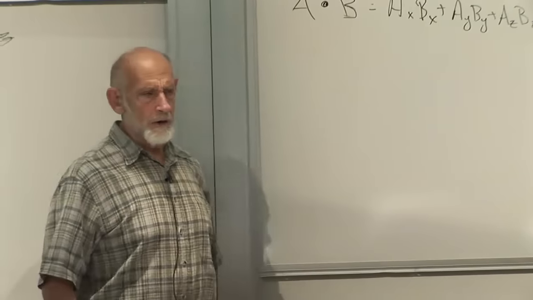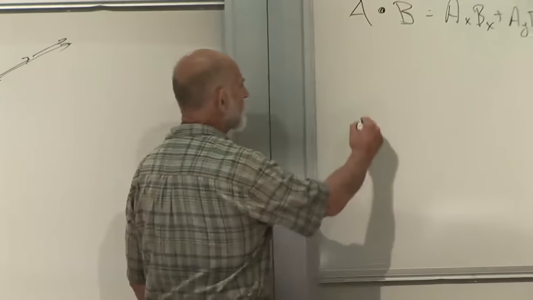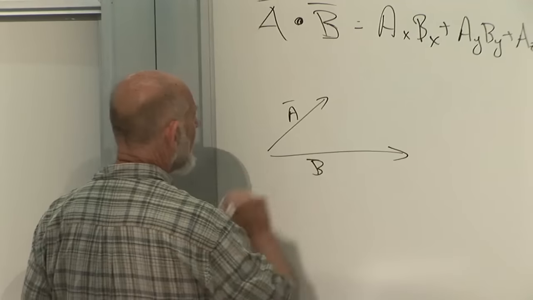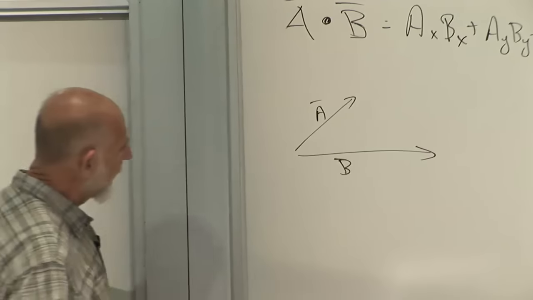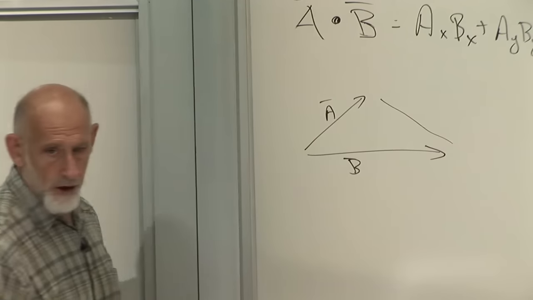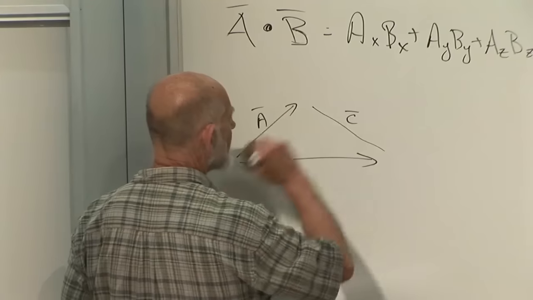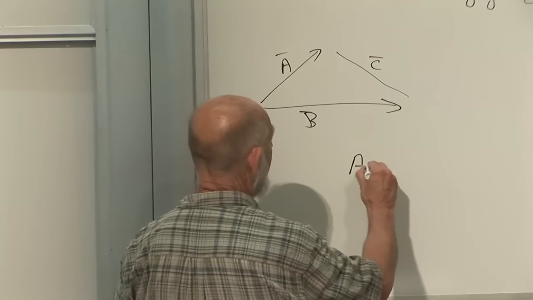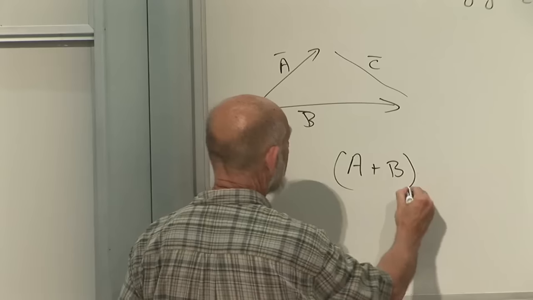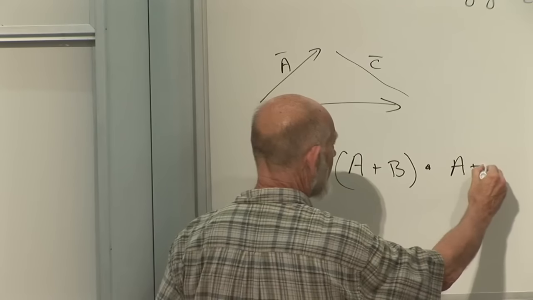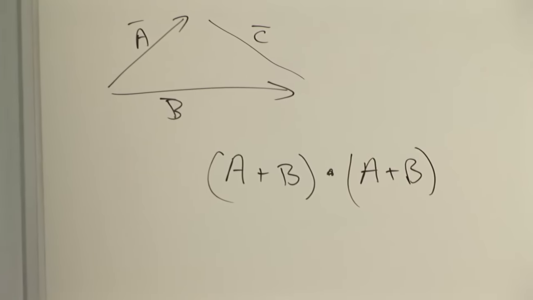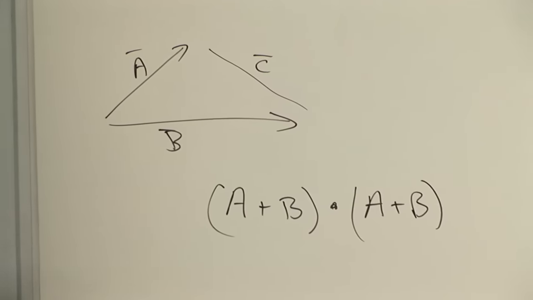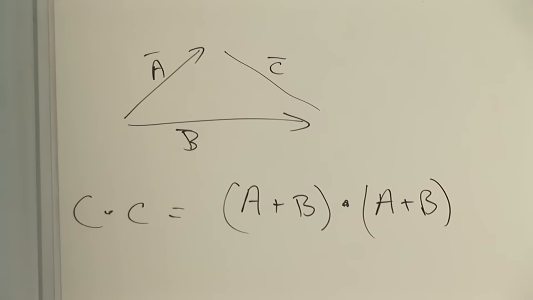Let's prove the law of cosines. This is a simple elementary thing. Supposing we have two vectors, A and B, think of them as two sides of a triangle, and we want to compute the length of the other side of the triangle. Let's call that C. C is equal to A plus B. How do we compute the length of C? That's C squared, which is A plus B dotted with A plus B. The square of the length of a vector is the dot product of the vector with itself. So if the vector happens to be C, this is C dot C, that's the square of the length of C.